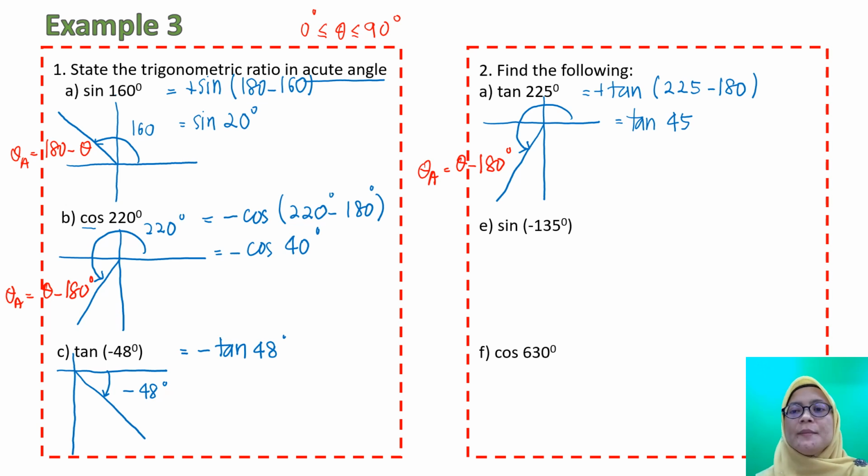So kena refer balik tadi diagram special angle. 45, this one 1, root 2. So tangent 45 from the diagram is 1.